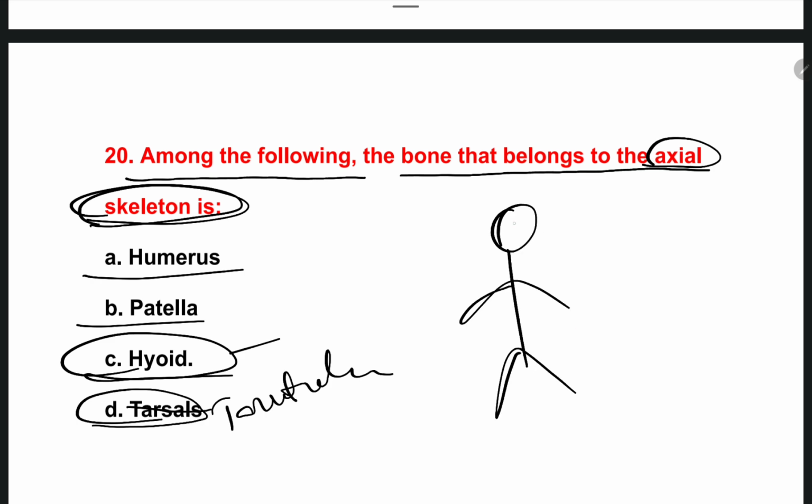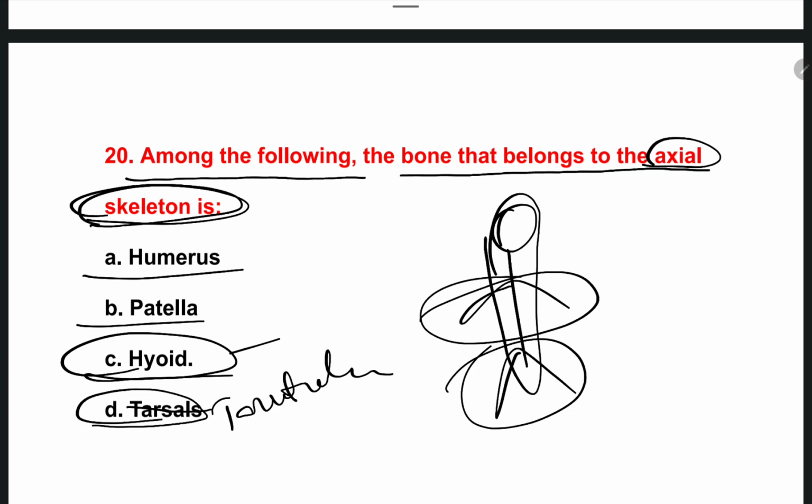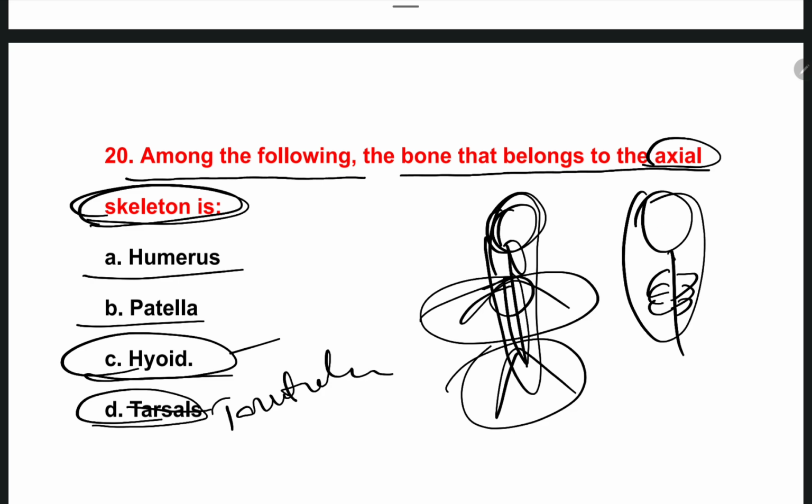We have two types of skeleton: appendicular skeleton and axial skeleton. The axial skeleton is made up of the bones in your head, neck and back, that is the skull, vertebral column and thorax. So these are called the axial skeleton. Other than these, the bones belong to the appendicular skeleton. So the hyoid bone belongs to the axial skeleton.